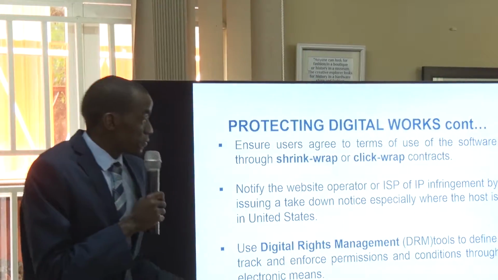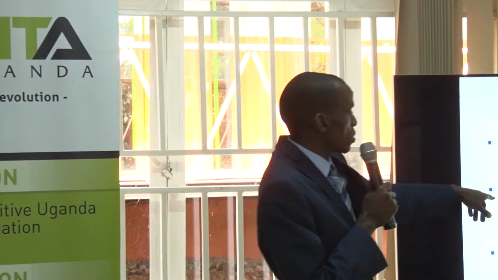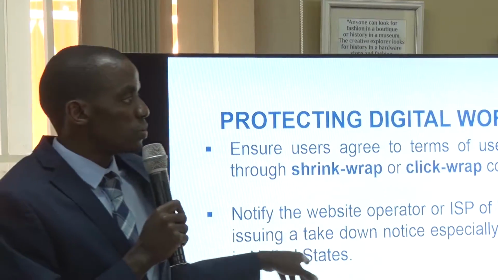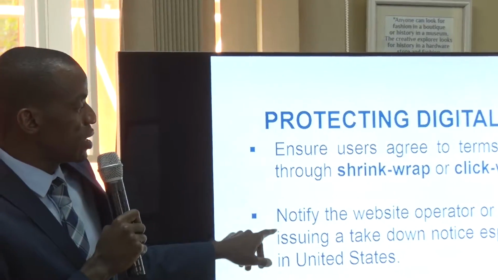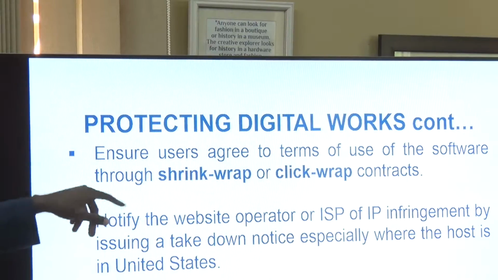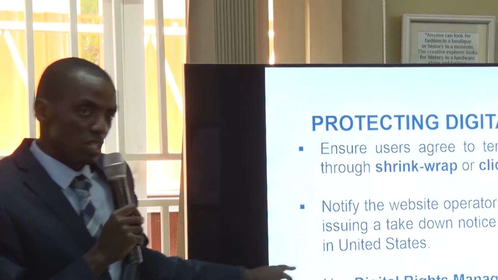And then if someone publishes infringing material online, especially where the host of that website is in the United States, you can issue what is called a takedown notice. Just notify either Google or YouTube. You notify the ISP, the internet service provider, to take down that infringing material. In Uganda, we do not have this yet because it needs to be in our law. You have to first go to court and actually sue for infringement.